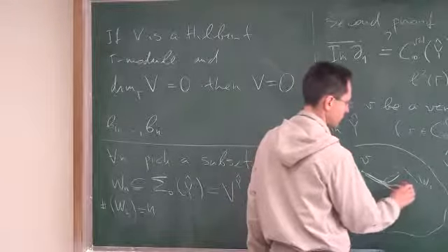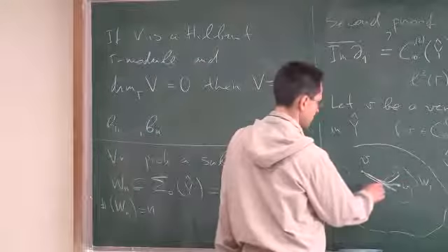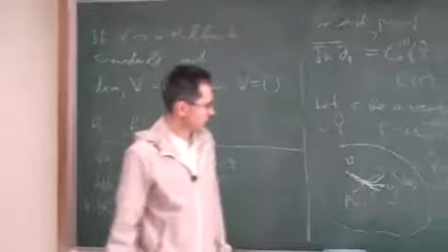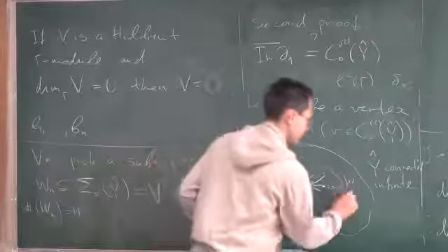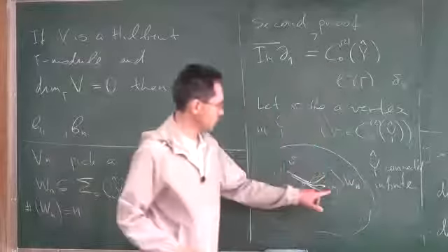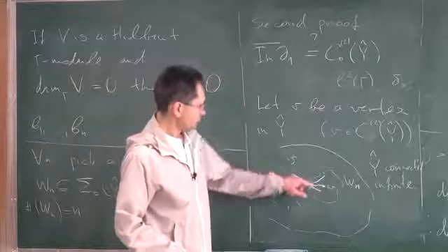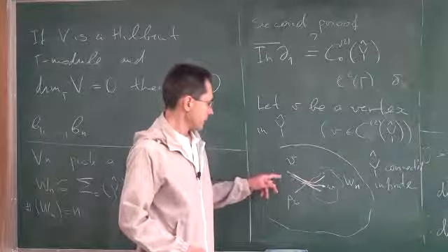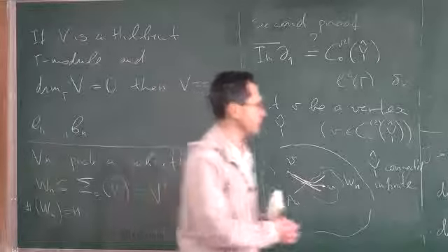Say, let's pick a vertex W here, and pick a path. So this path, let's call it P_W. So for each W in this set W_n, you connect V to W by a path. Call this path P_W.